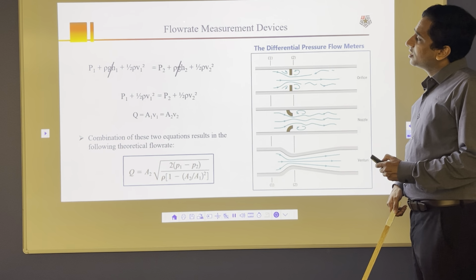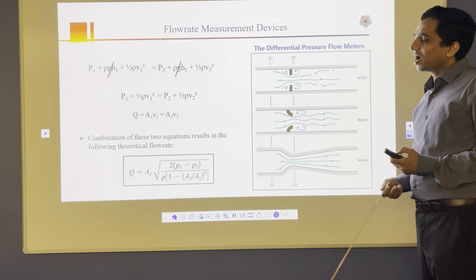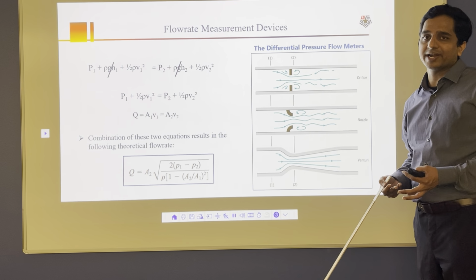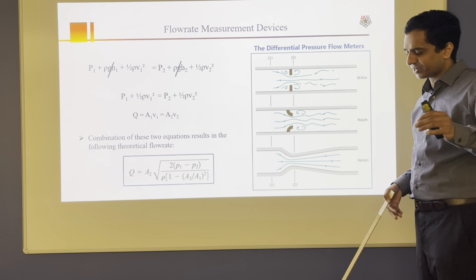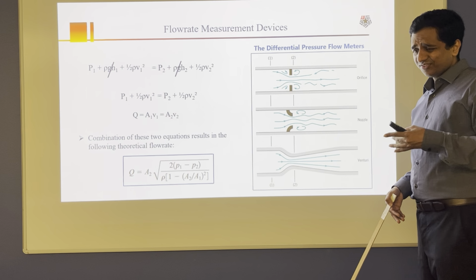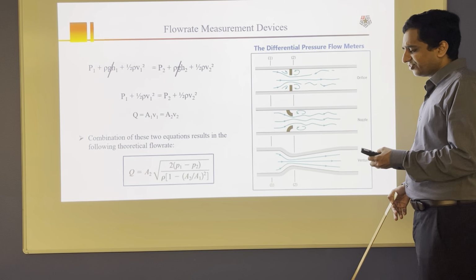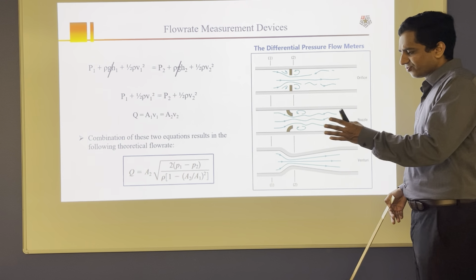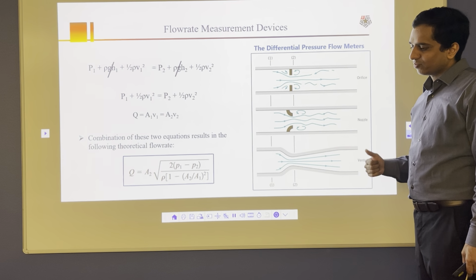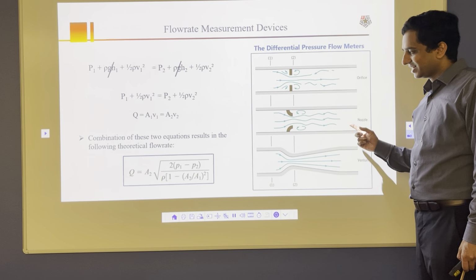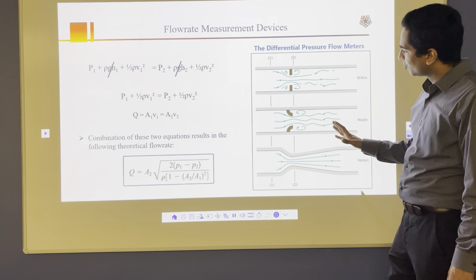Then we learn about flow rate measurement devices. So how Bernoulli's equation helps us to find out flow rate measurement, because if you are dealing in an industry, a lot of pipes in a company, in that case you need to know what is the exact efficiency, what is the exact flow rate, what is the velocity in those pipes, and then you can use this kind of devices to measure flow rate and velocity. That's based on Bernoulli's equation. So how do these devices work?